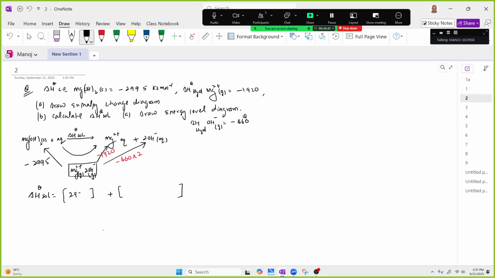So that's 2995. Signs will change. Hydration of magnesium is minus 1920 plus negative 460 times 2. This whole thing should come to plus 155 kilojoules per mole. Sonia, is that correct?